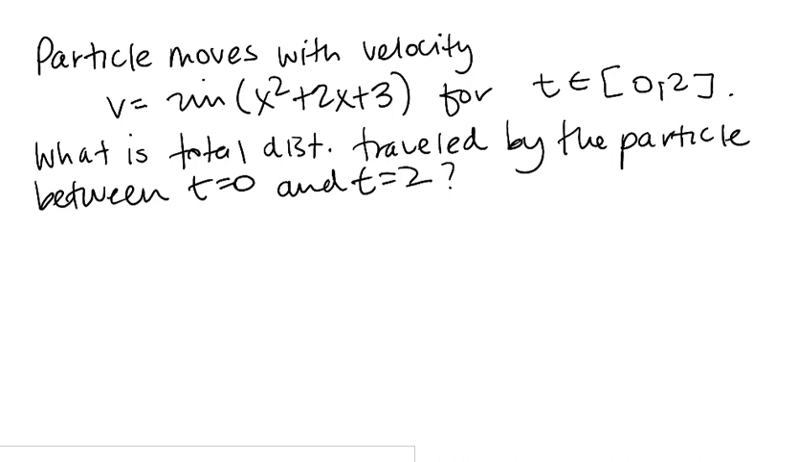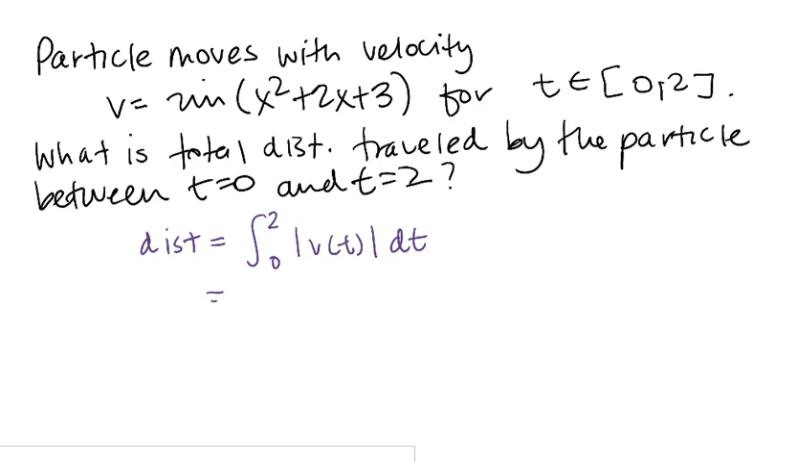Okay, so the next one I've got is a particle moving with velocity along a straight line given by v equals sine of x squared plus 2x plus 3 for t between 0 and 2. What is the total distance traveled by the particle between t equals 0 and t equals 2? Well, I know how to do total distance. I integrate the absolute value of velocity from 0 to 2. Absolute value of v of t dt.